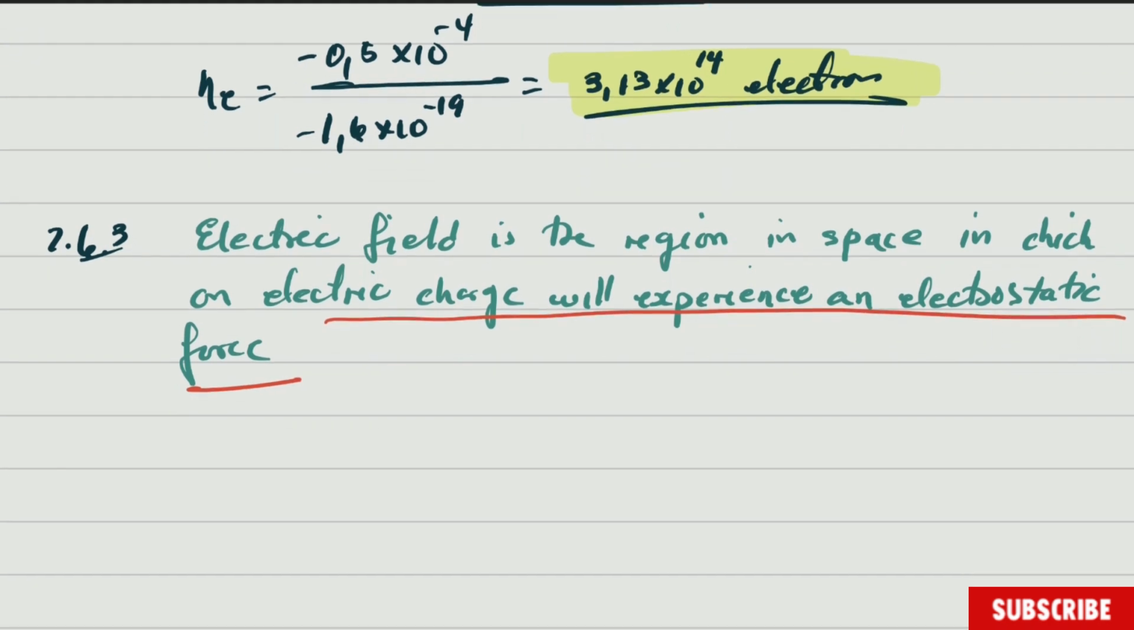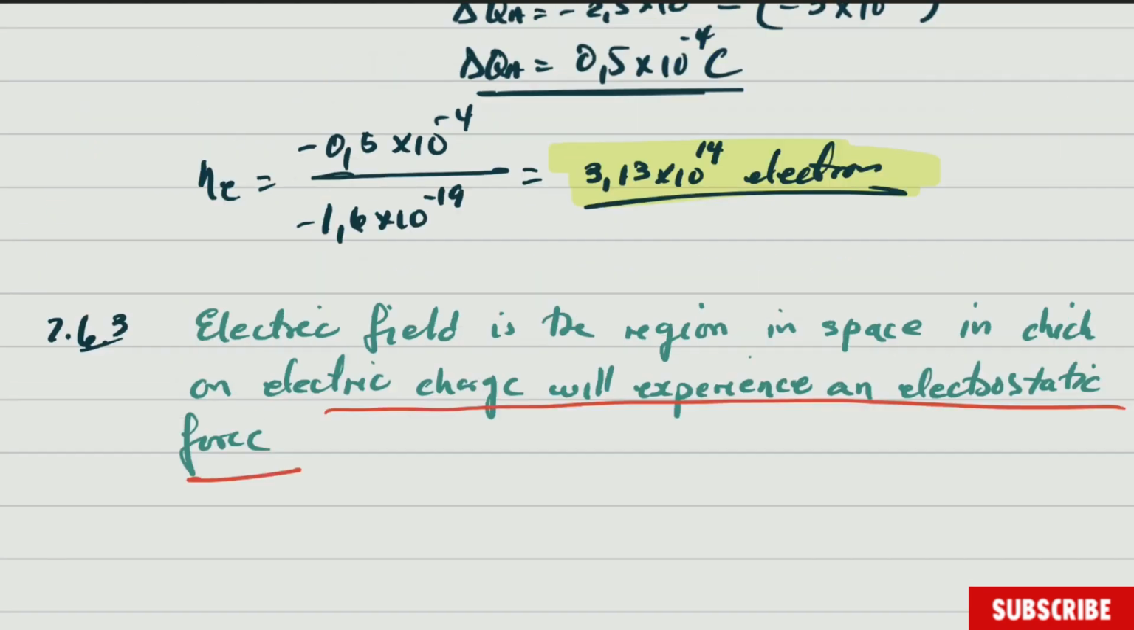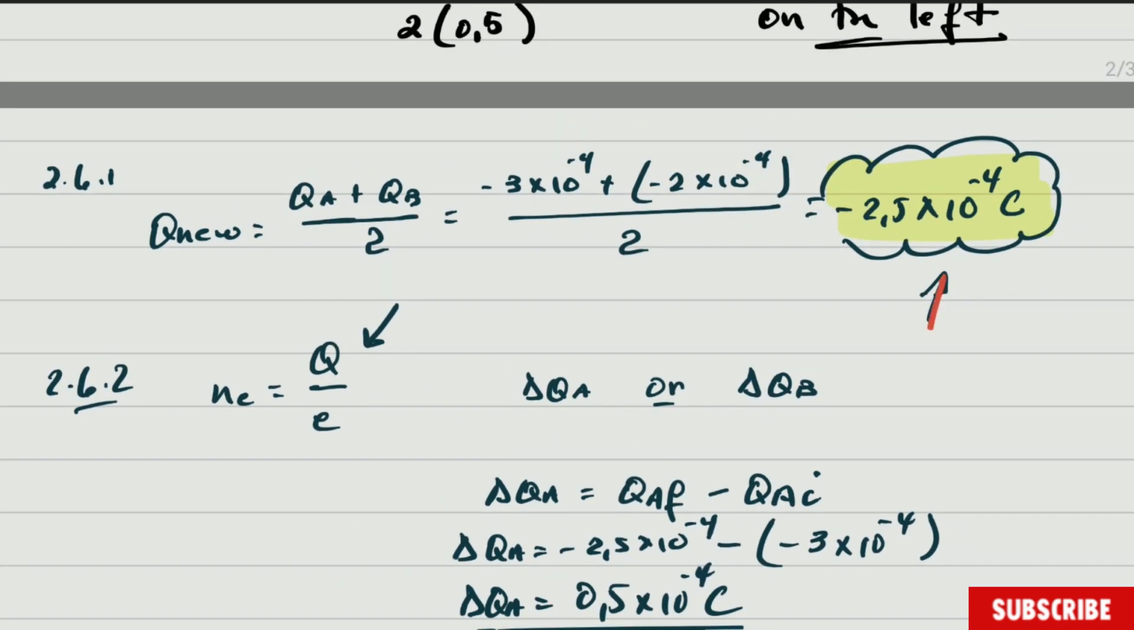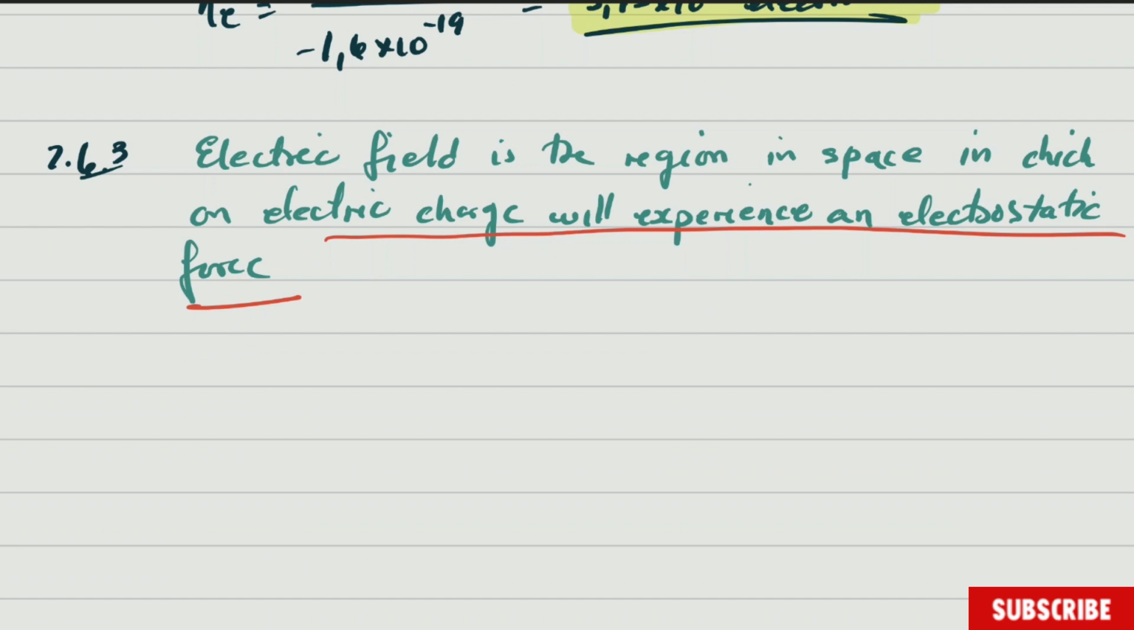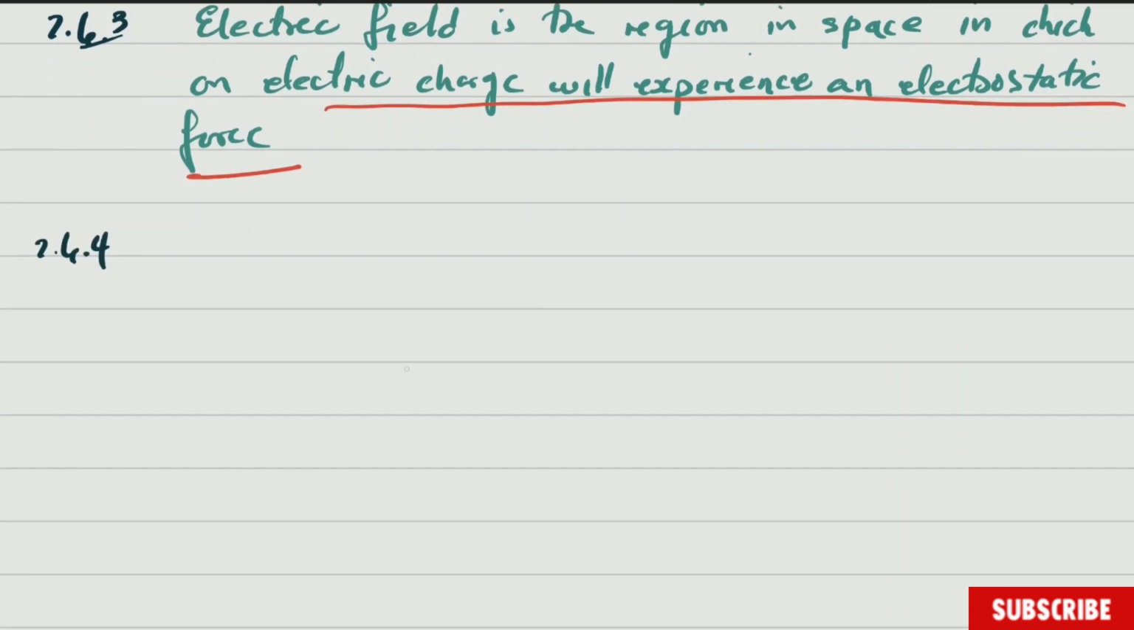To finish, we have to draw the pattern. Both charges, as you can see here, each have a charge of negative 2,5 times 10 to the minus 4 coulombs. So we are drawing the charges now. This seems easy, but people attempt to make a weird drawing. You have two negative charges here. Now, what is going to happen? They are going to repel.